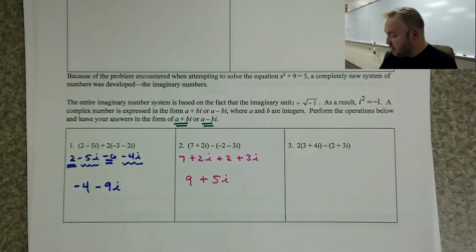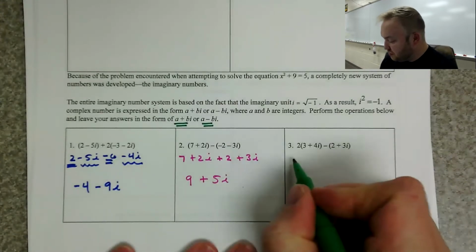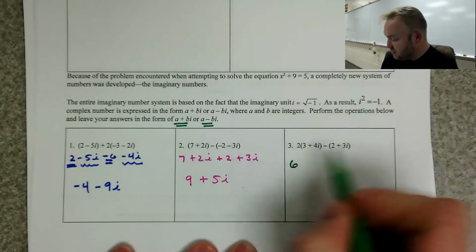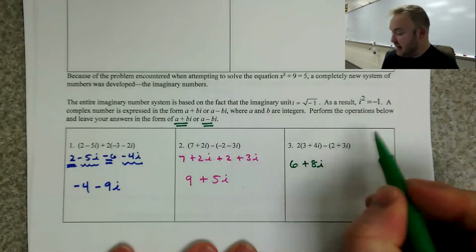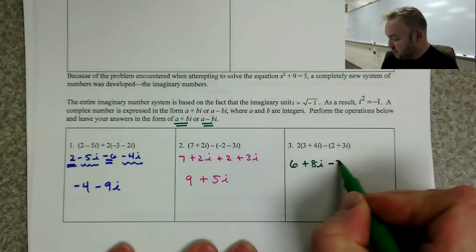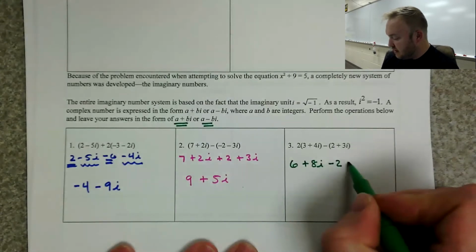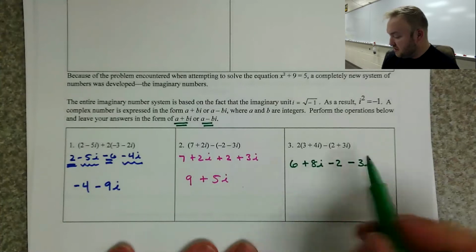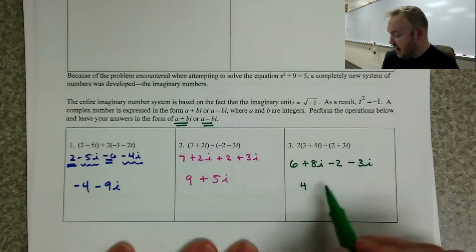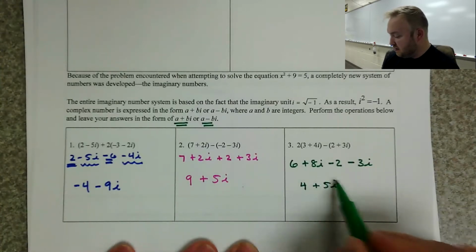Okay, for this next one, I'm going to start by distributing the 2. So 2 times 3 is 6. 2 times 4i is 8i. And then here I'm going to distribute this negative. -1 times 2 is -2. -1 times 3i is -3i. Combine our like terms. 6 minus 2 is 4. 8i minus 3i is 5i.